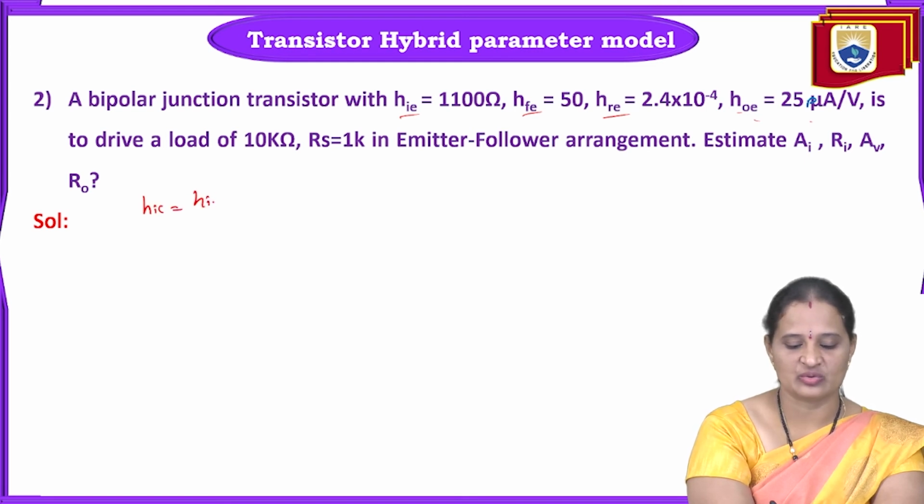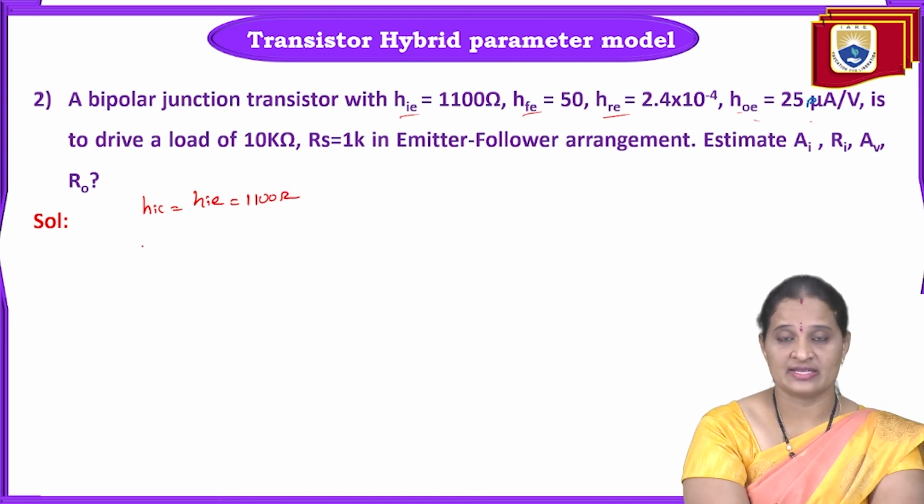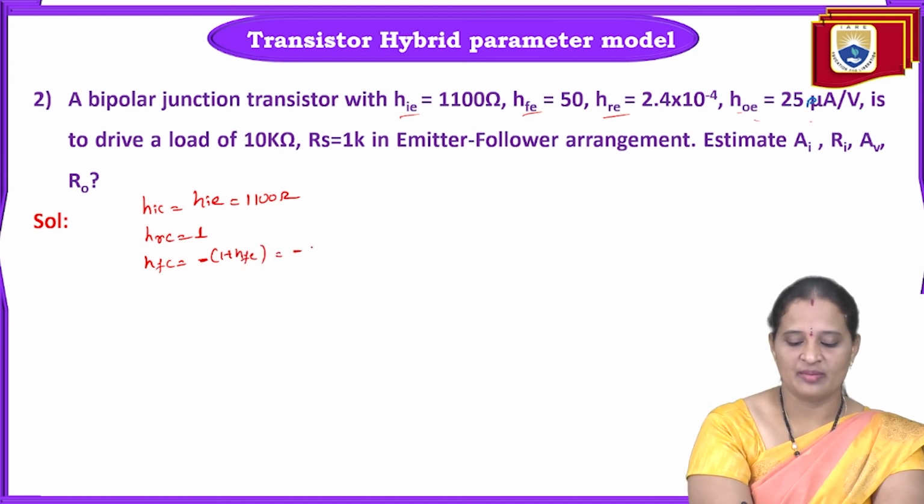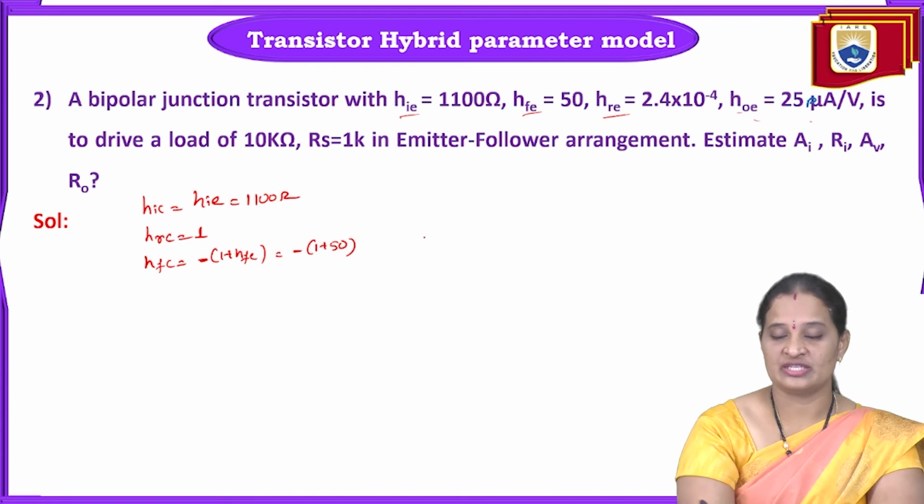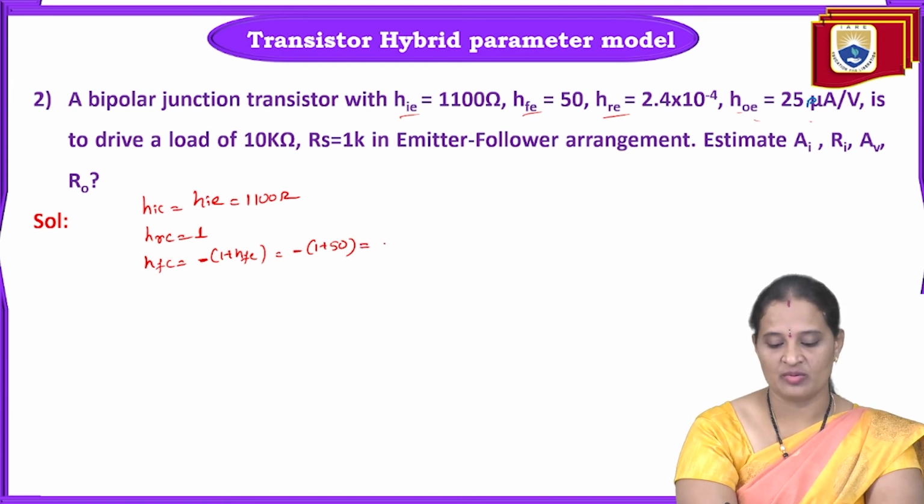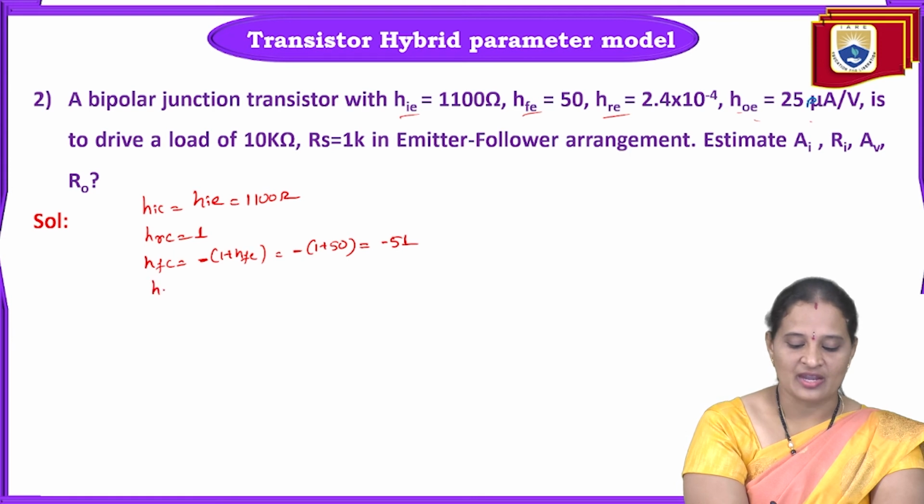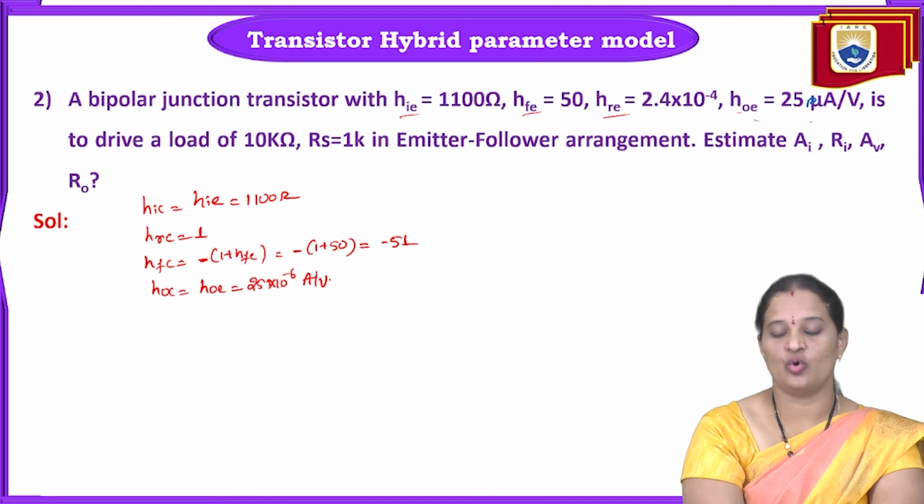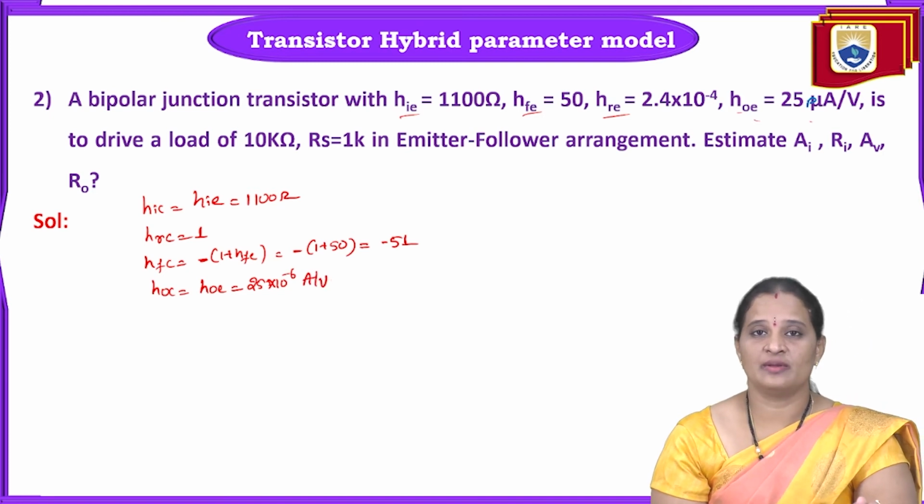HIC is equal to HIE, which is 1100 ohms, or else we can also write it as 1.1 K, and HRC is equal to 1 and HFC is equal to minus of 1 plus HFE, which is minus of 1 plus 50 because the HFE value is 50, it is given in this problem. So minus 51. And HOC is equal to HOE, where the HOE value is given as 25 into 10 to the power of minus 6 amperes per volt, right? So these are the conversions.